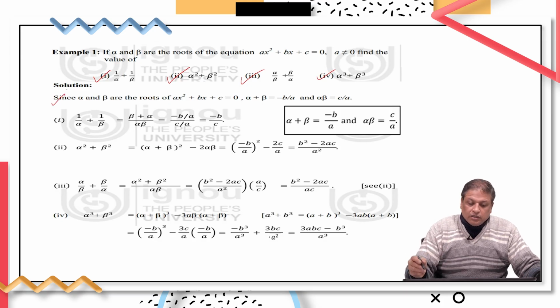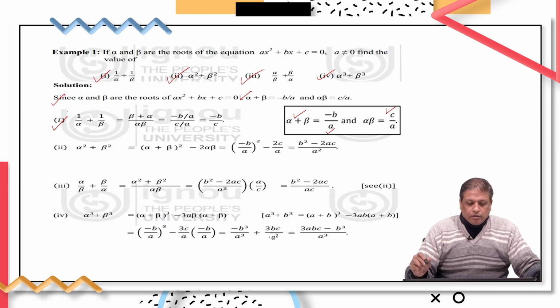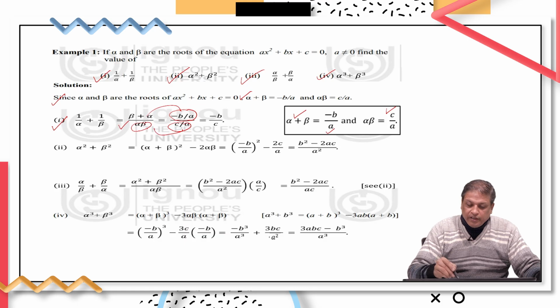Since alpha and beta are the roots of ax square plus bx plus c equal to 0, alpha plus beta is equal to minus b by a, and alpha beta is equal to c by a. So let's solve the first task, 1 over alpha plus 1 over beta. Simplifying by taking LCM, you will get (alpha plus beta) upon alpha beta. Now alpha plus beta is minus b by a, and alpha beta is c by a, so substituting and solving, the a part will be cancelled, and the final answer will be minus b by c. So 1 by alpha plus 1 by beta turns out to be minus b by c.